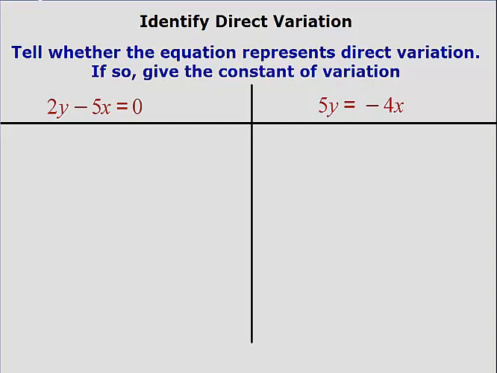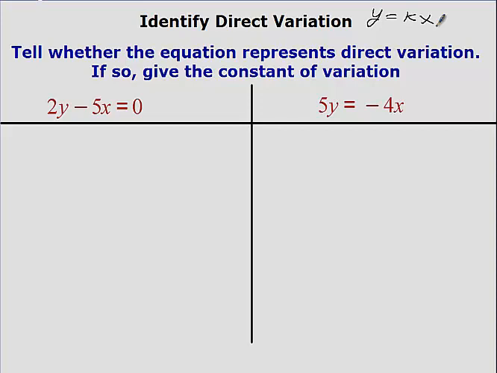All right. Identify direct variation. Tell whether the equation represents direct variation. If so, give the constant of variation. So, if something actually models direct variation, what's our equation? What's our equation for direct variation? Y equals kx. So what we're really saying is if I can make this look like this, then the answer is yes, this models direct variation. If it looks like anything else, then I just put a no.